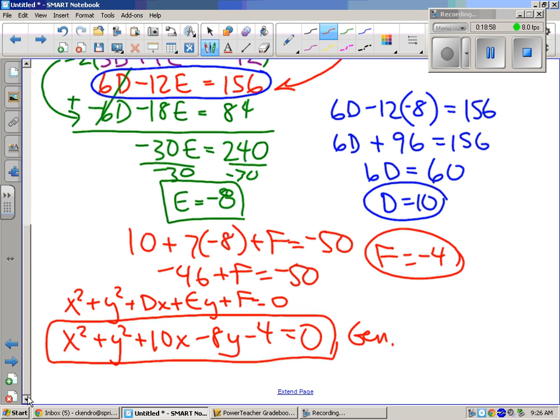That's in general form. If they want center and radius, guess what you have to do? That means you're going to have to complete the square after that in order to find that. Okay, so these problems can take quite a bit of time. Speaking of time, I better let you guys go.